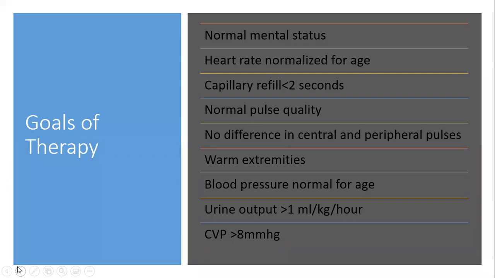Your goals of therapy are a normal mental status, heart rate normalizing for the age, your capillary refill coming back down to less than 2 seconds, a normal pulse quality, no difference in central or peripheral pulses, warm extremities, blood pressure normal for age, and you want to make sure that you're getting that urine output greater than 1 mL per kilogram per hour. Make sure those little people's kidneys are still perfusing. And if you do have a central venous pressure line, you want it greater than 8 millimeters of mercury.